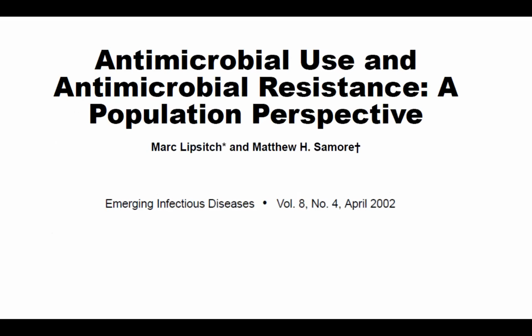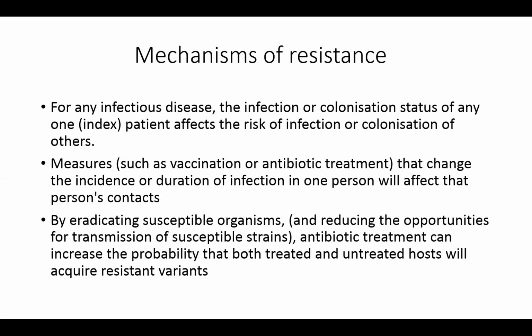A paper by Lipsitch in 2002 gives some really good explanations about how antimicrobial use leads to antimicrobial resistance on a population level. So I thought I'd go through this as a little bit of background to the topic. So in terms of mechanism of resistance, this is the basis of it. For any infectious disease, the infection or colonisation status of an index patient affects the risk of infection or colonisation of others. Any other measures like vaccination or antibiotic treatment can alter the incidence and duration of infection in one person, but then they affect all of the contacts of that person.